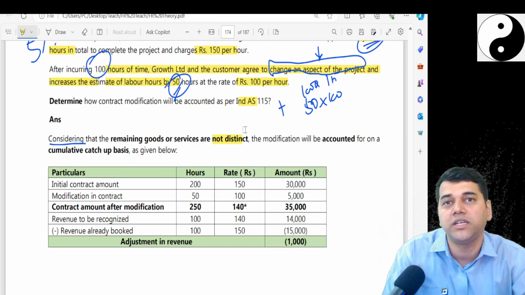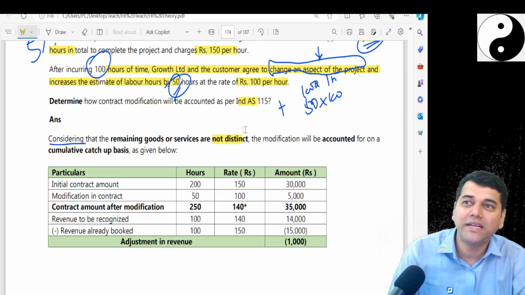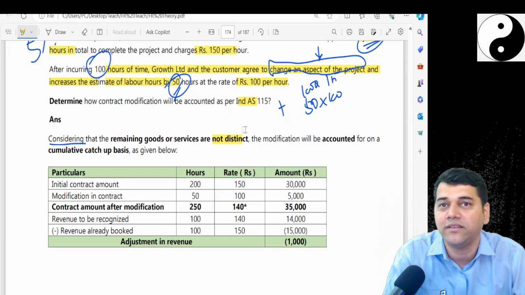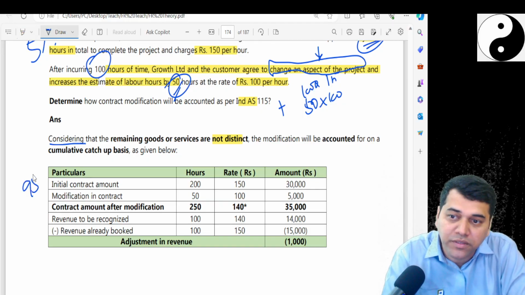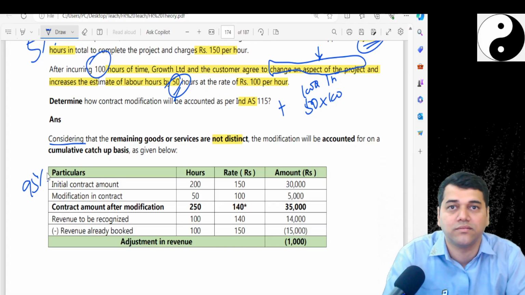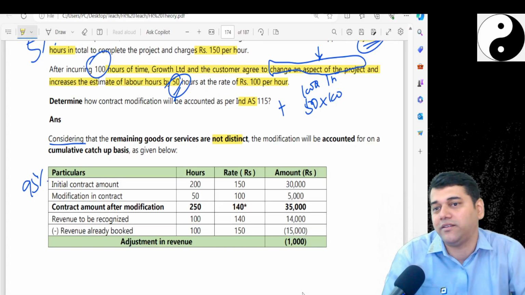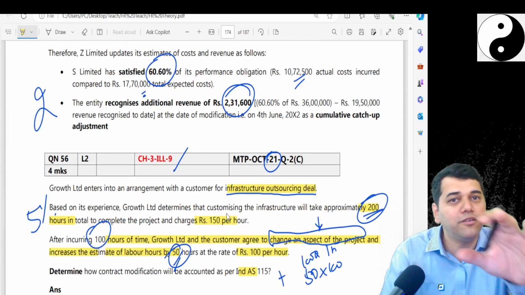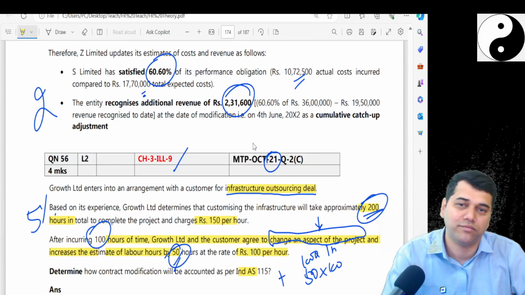And what is the probability? In the examination, if this question comes, the probability that it will come as catch-up adjustment or continuation is very high. Catch-up adjustment is very high because I always tell you, 95% you trust the answers. Now, if it is catch-up adjustment, are you clear that it is a catch-up adjustment? Now, can you pause the video, students, and tell me how much catch-up adjustment I need to make for the revenue?